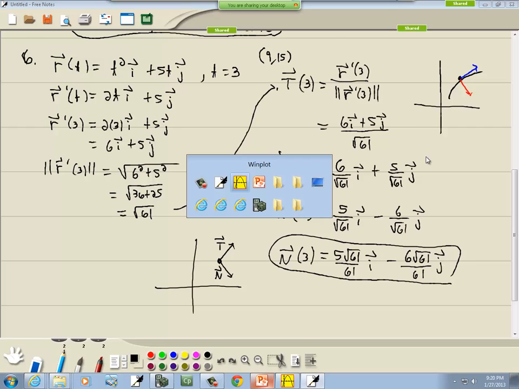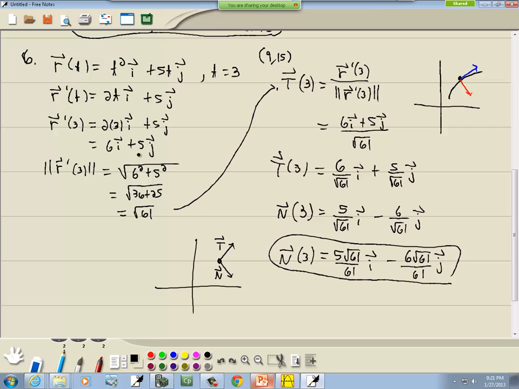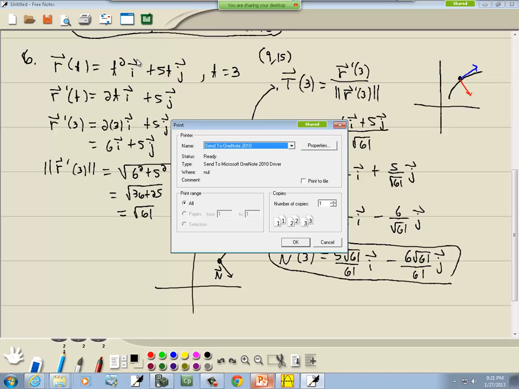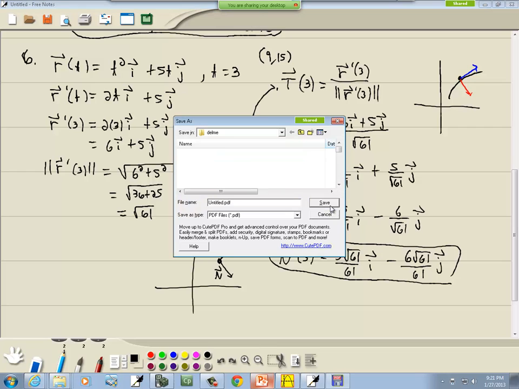The direction that this is going, the orientation, your tangent keeps going that same direction. So I know it's not going back this way. Let me save that page. And we'll look at our next problem.